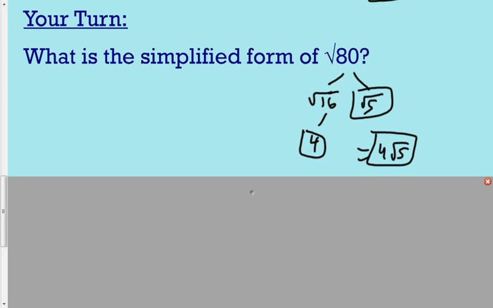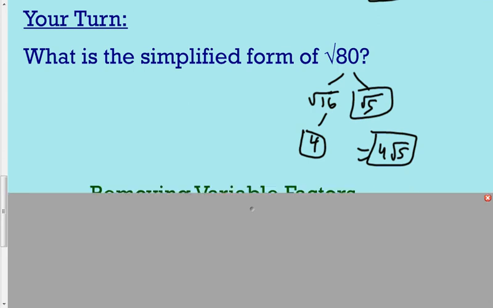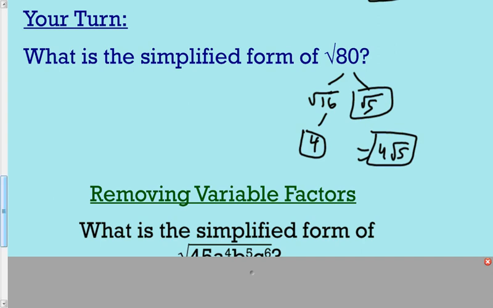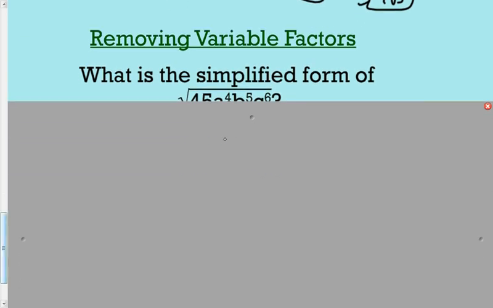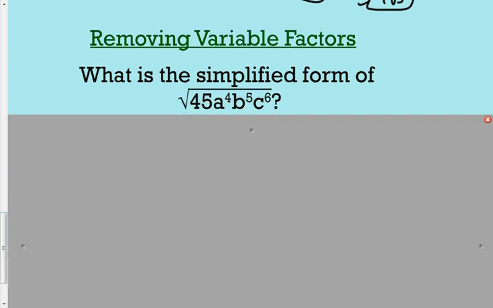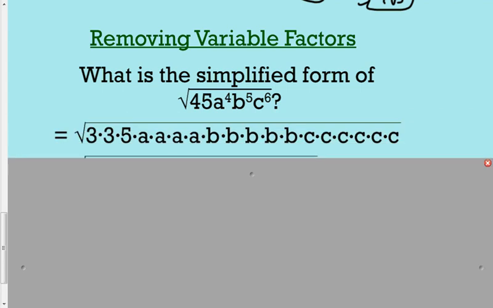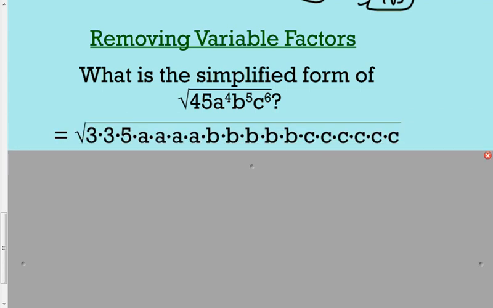Especially with bigger numbers, you might have to break it down more. So there are different ways of going about it. But let's say you have the same idea only with variables on the inside. We're going to have to do the same thing with multiple parts. So this one might be easier to break down by pulling it all apart with the prime factors: 3 times 3 times 5 times a times a times a times a times b and so on. Because we can group those.